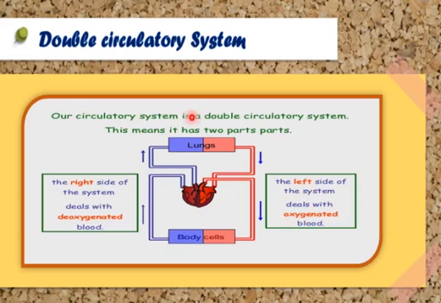So our circulatory system is a double circulatory system. This means it has two parts. The right side deals with deoxygenated blood and the left side deals with oxygenated blood. In detail, we will see how this blood is circulated to all parts of the body.